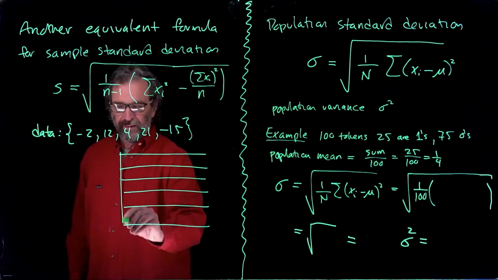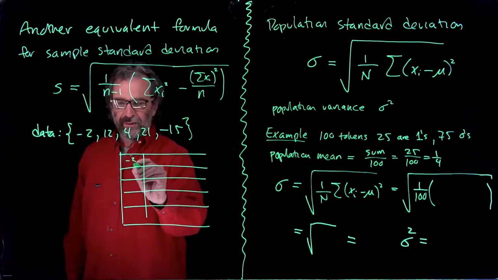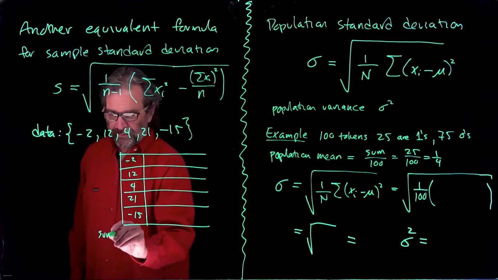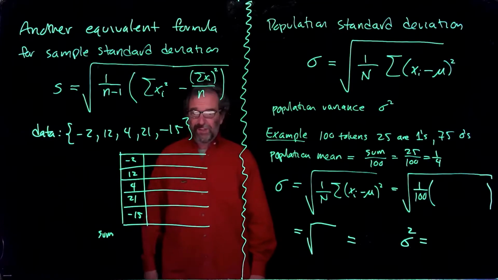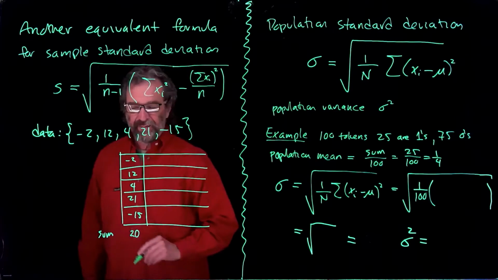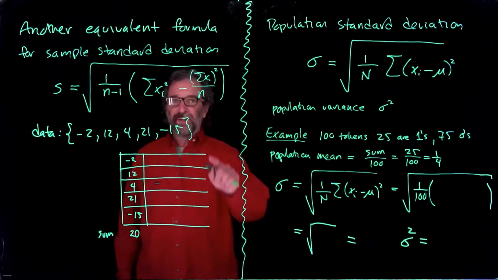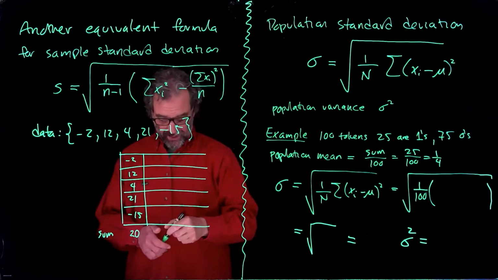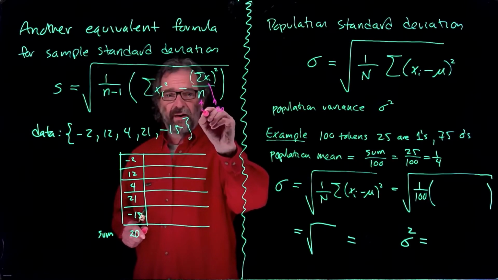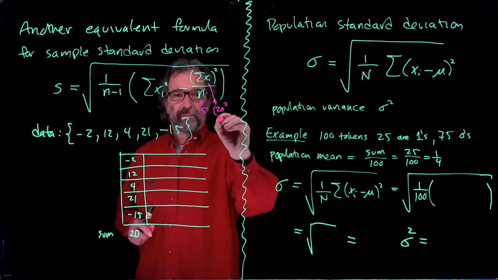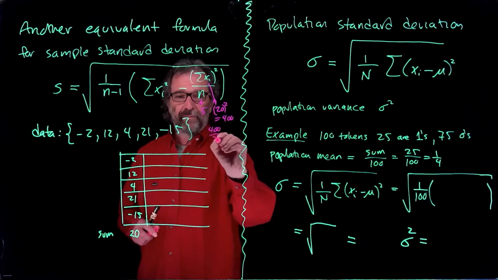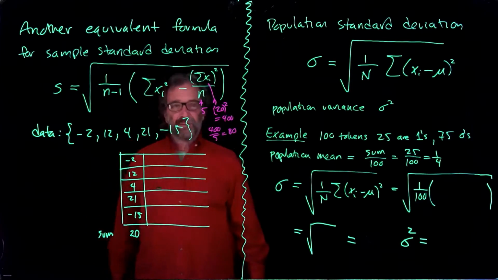Okay, so we're starting off okay. So here are the values: -2, 12, 4, 21, -15. And down here we'll put the sums. So we said last time we summed those, we got 20. Because to get the mean, we divided by 5 and got 4. So that quantity in there is 20. This thing here is 5. We're going to square it, so we'll get 400. We're going to divide it by 5. That's 80. So that's what's going to go in there.